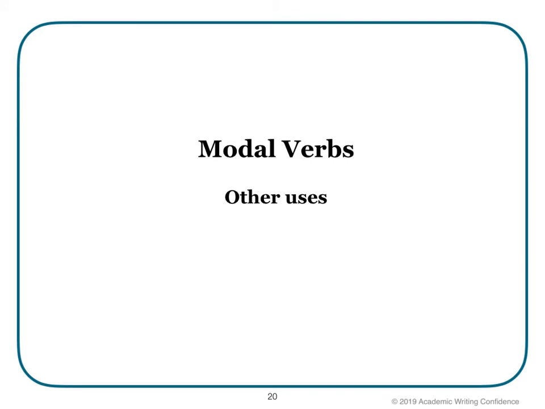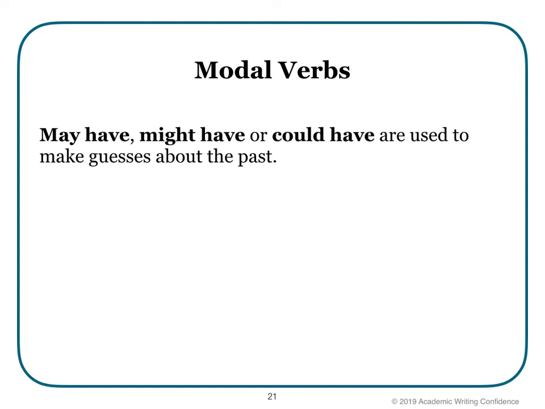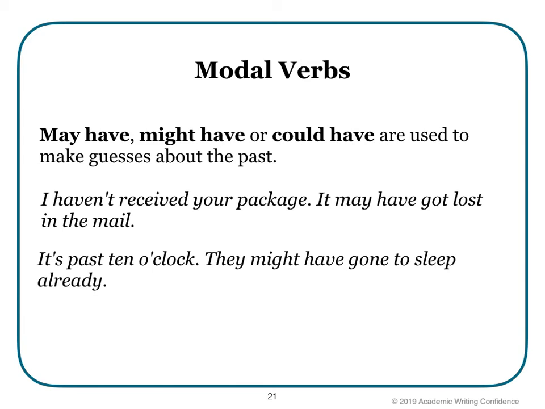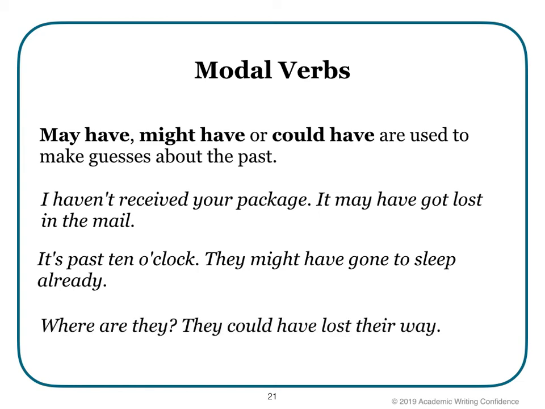Now, there are other ways that modal verbs can be used, so let's look at some of those. The words may have, might have, or could have are used to make guesses about the past. I haven't received your package. It may have got lost in the mail. Here we're guessing that the package may have gotten lost. It's past 10 o'clock. They might have gone to sleep already. Here we're guessing that they may have gone to sleep. Where are they? They could have lost their way. Again, here we're guessing that they may have lost their way.